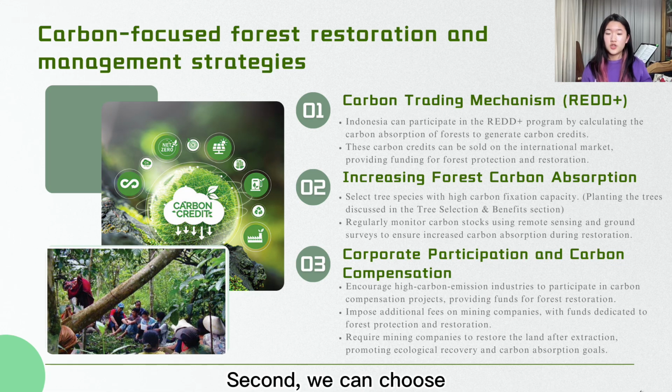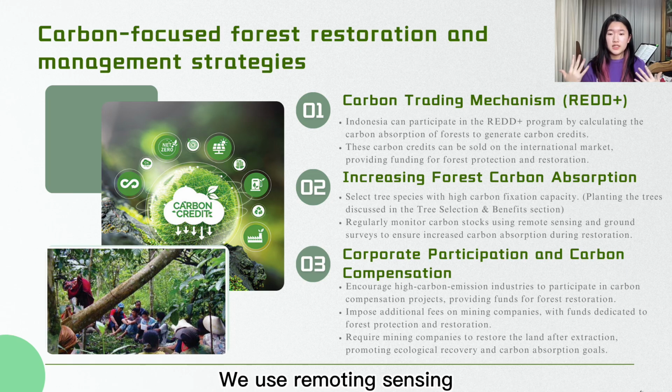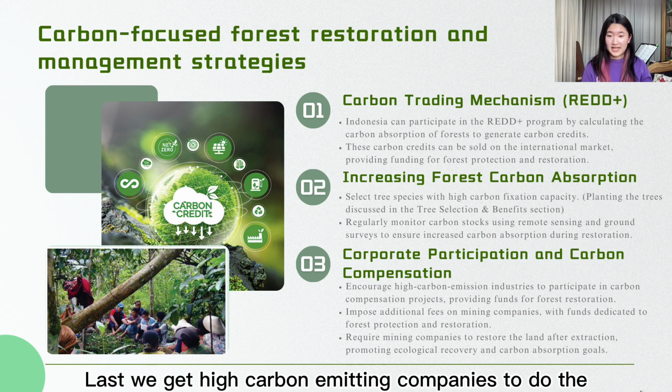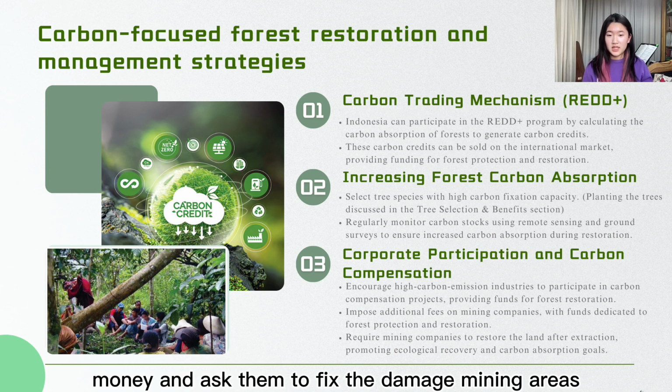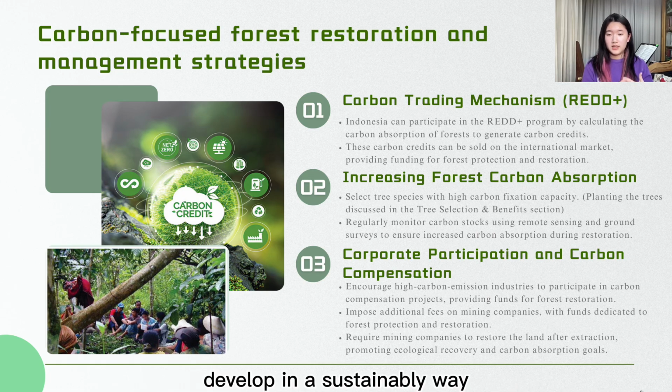Second, we can choose local tree species that can absorb a lot of carbon. We use remote sensing and ground level checks to see how much carbon is stored. Last, we get high carbon emitting companies to do the carbon compensation. We charge mining companies extra money and ask them to fix the damaged mining areas. This helps the forest and carbon absorption develop in a sustainable way.